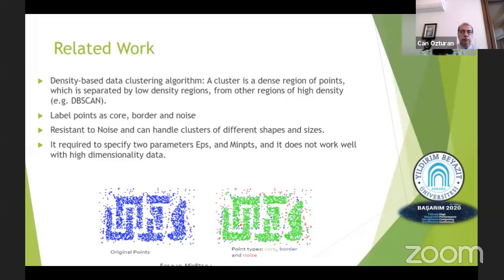This kind of algorithm doesn't require you to specify the number of clusters in advance. However, you need to specify other hyperparameters. The algorithm is resistant to noise, and it can handle clusters of different shapes and sizes. However, it requires specifying two parameters, epsilon and the minimum points, and it also doesn't work well with high-dimensional data.